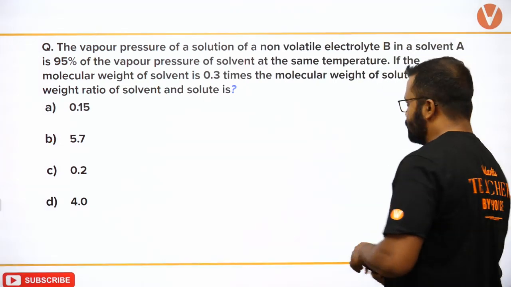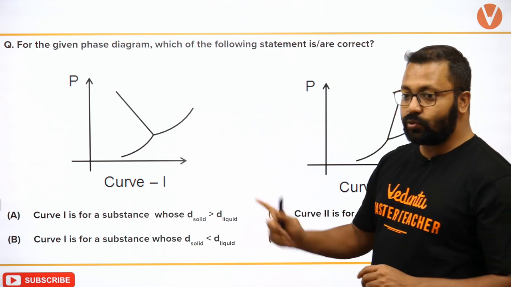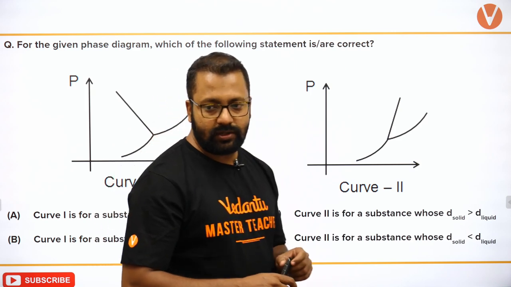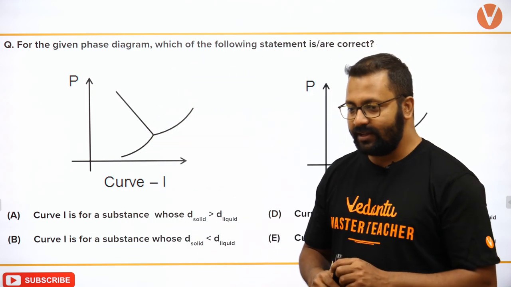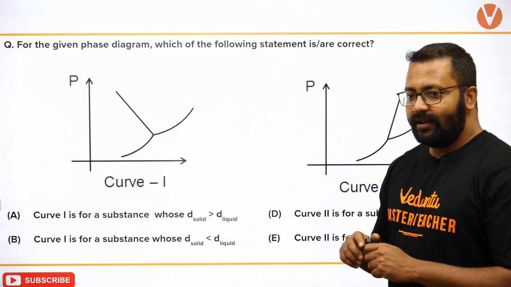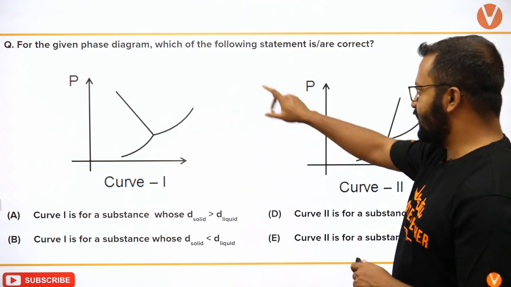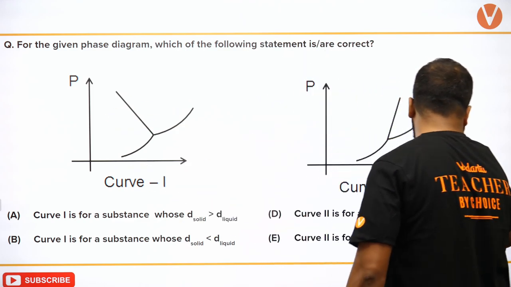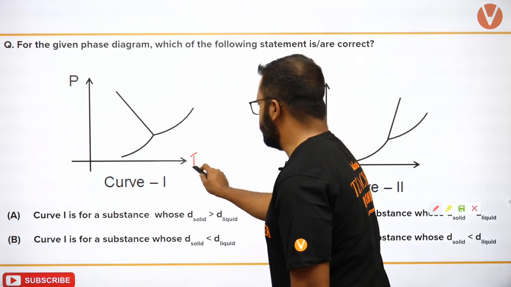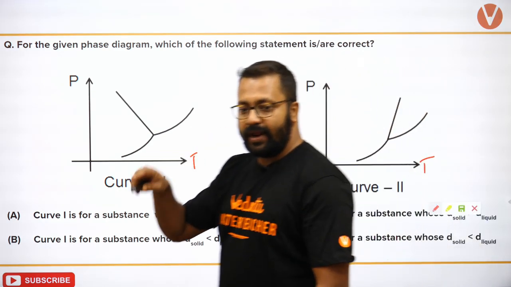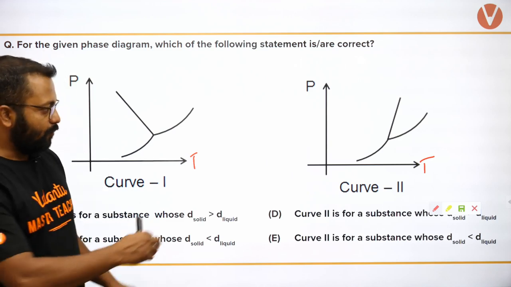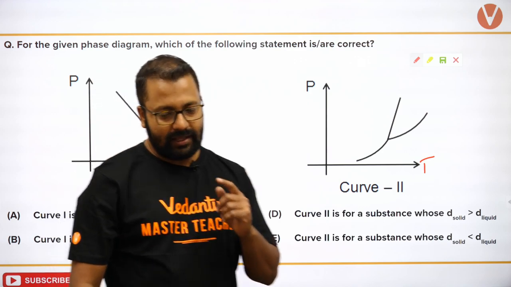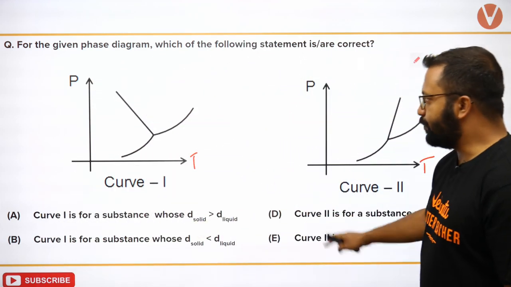Now, one question is for your homework. Look at this question. It's a very beautiful question. This question is homework for you guys. You can see that there are two plots. It's a phase diagram. In the phase diagram, this is the pressure axis and this is the temperature axis. Remember, this was discussed earlier. Pressure versus temperature. Please let me know in the next session which of the following options would be correct.